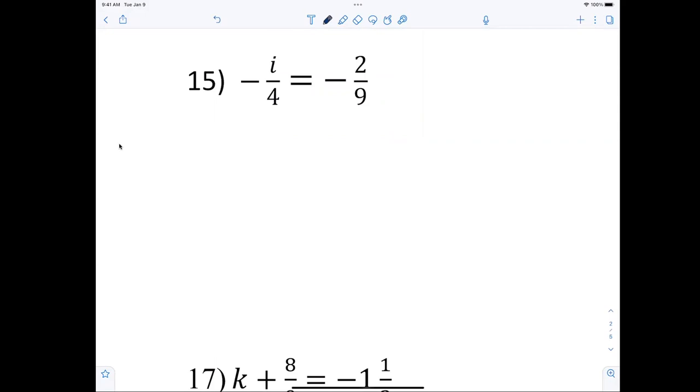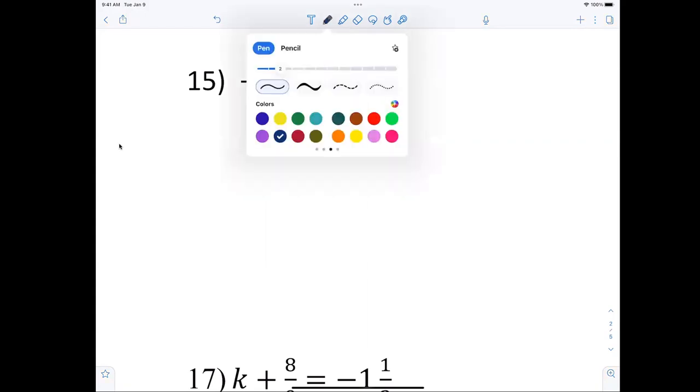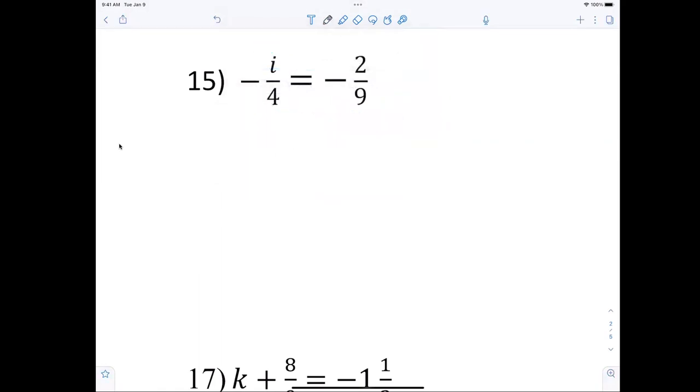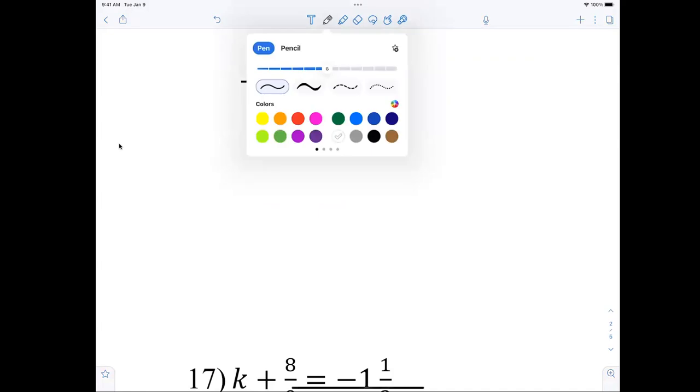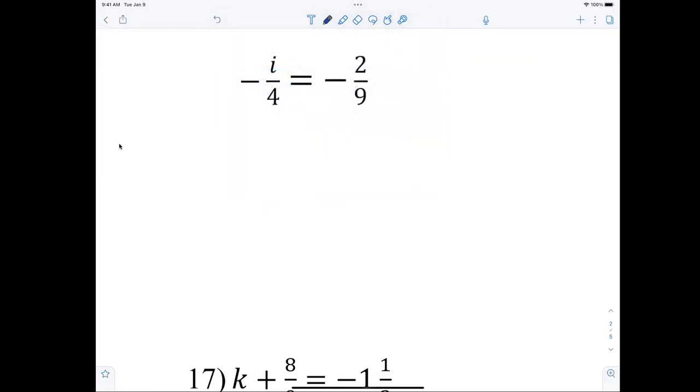Nope. Nope. What operation is this? What does this say? If I said I, then what would I say about I as a relationship? Right, so what do I do? Yeah, come on, guys, that's how you solve this. Multiply by what? 4. Close. -4.